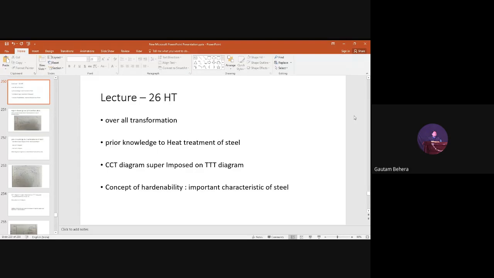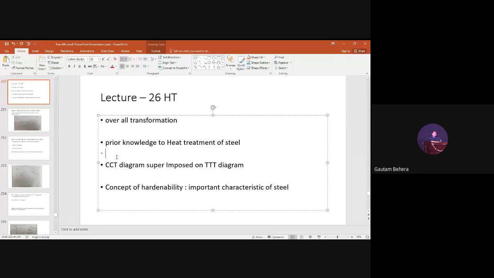So in the previous lecture, we looked at the TTT diagram and its importance, right? And why the TTT diagram is a C kind of curve. If you look into different textbooks, they have written that it is an S type of curve, but basically we call it a C type of curve. And what is the reason behind that? Already we have discussed that. So we need to discuss this overall transformation curve today. I'll show you the overall transformation curve.